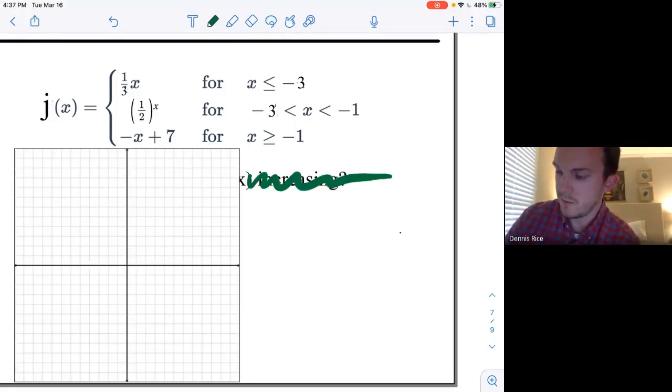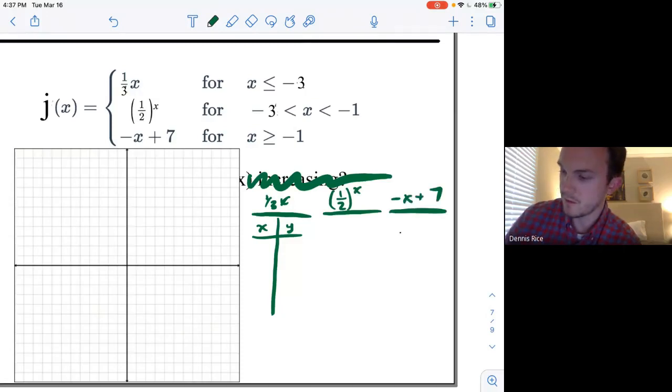So we're going to make 3 mini tables. One of them is called 1/3 X. One of them is called 1/2 to the X power. And one of them is called negative X plus 7. To make your 3 mini tables.